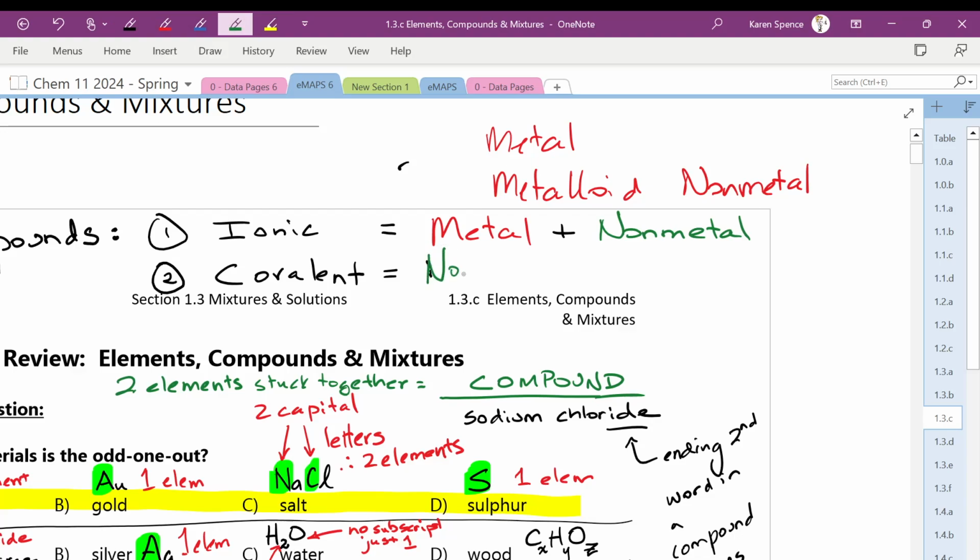Non-metals. Non-metals only. But also sometimes metalloids.